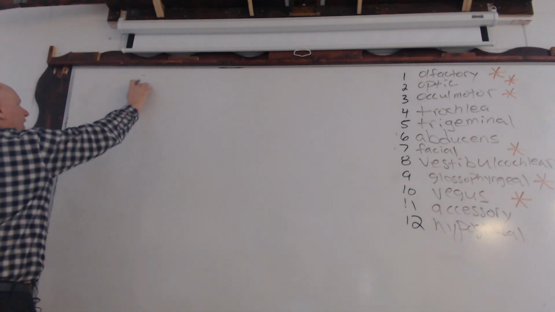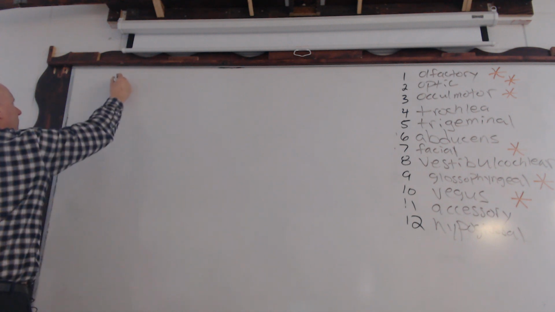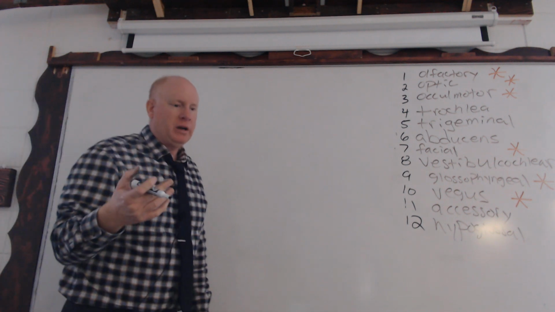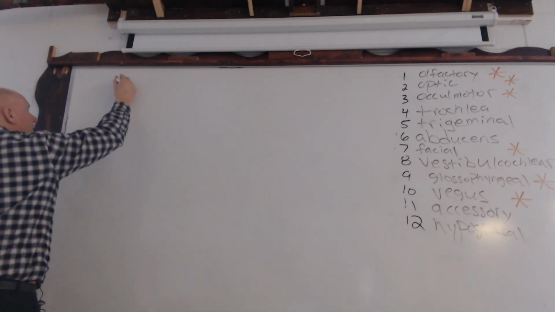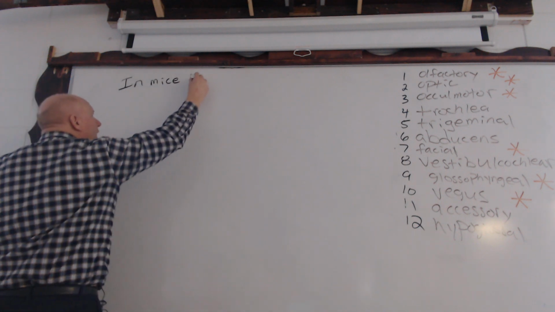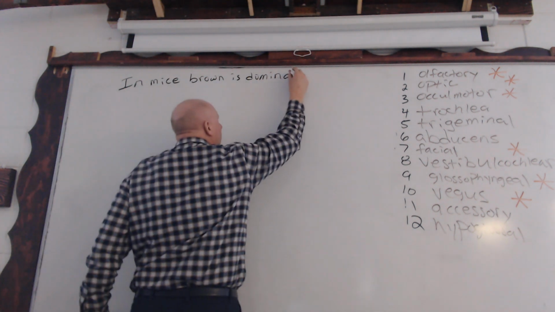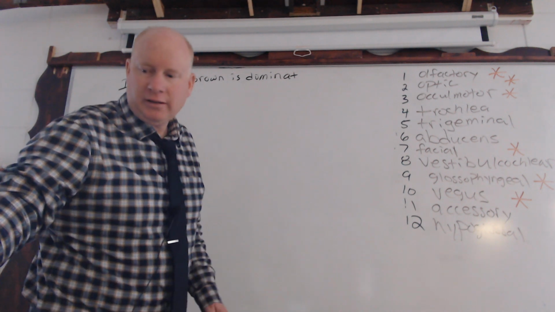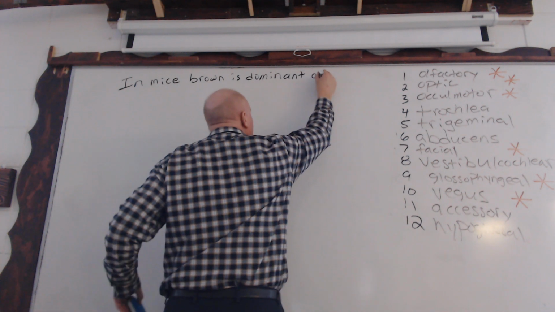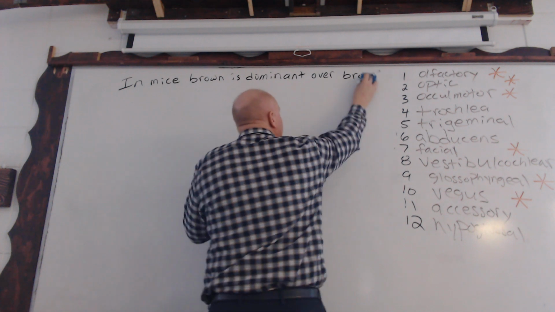Okay, so let's go ahead and stick with mice rather than that of dealing with pea plants. So we know that brown is dominant over black for coat color, but we'll just go ahead and continue with that practice. In mice, okay, brown is dominant over black. I did say the same thing twice.